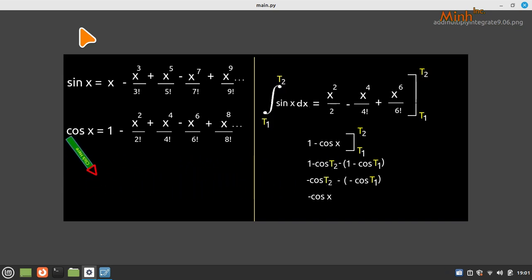So 1 would become x, x square would become x to the power 3 by factorial 3, x to the power 4 would become x to the power 5 by factorial 5. So it is the same series. So the integration of cos x is sin x.